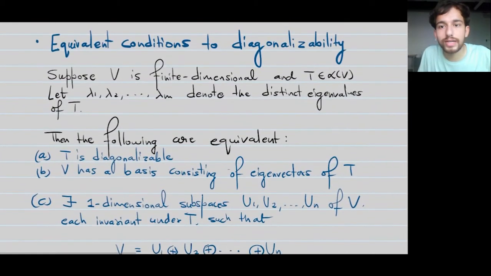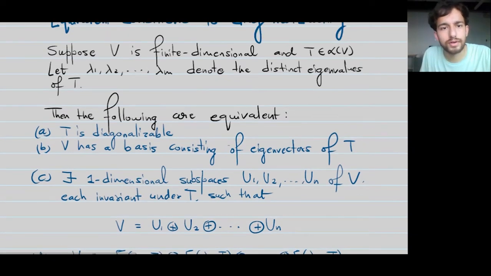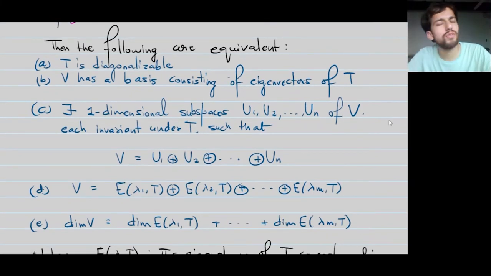Now quickly let's try to understand, one by one, some equivalent conditions for diagonalizability. By equivalent I mean that they are either all true or all false. Suppose V is finite dimensional and T is an element of L of V, that is, a linear operator on a vector space V. Then suppose lambda 1, lambda 2 till lambda m denote the distinct eigenvalues of my linear operator. Then the following conditions are equivalent to my linear operator being diagonalizable.